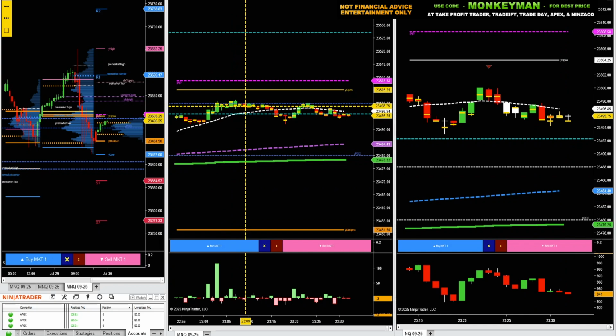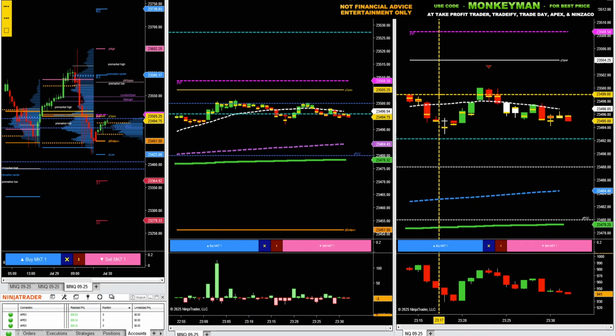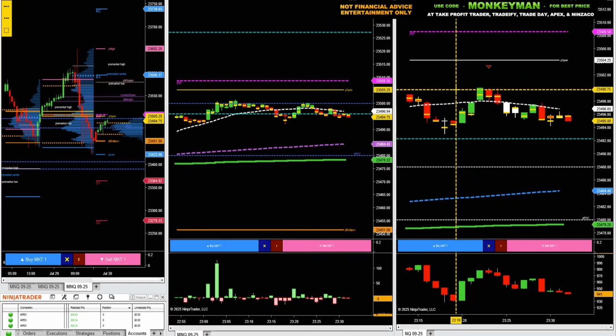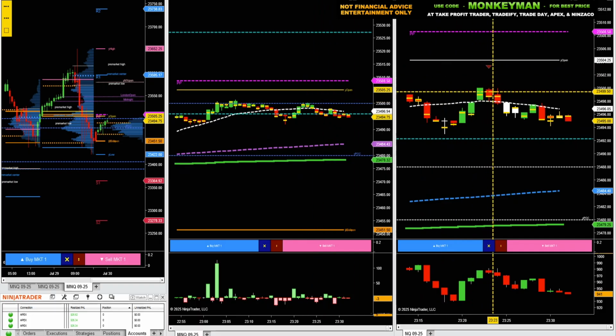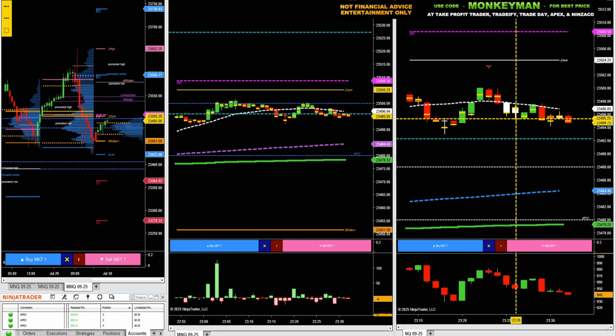I got into a short off of this previous day's point of control back here. And I just got into another short off of the same level. We had some Delta Divergence. Delta candles started turning red. Got a nice little pop down there.